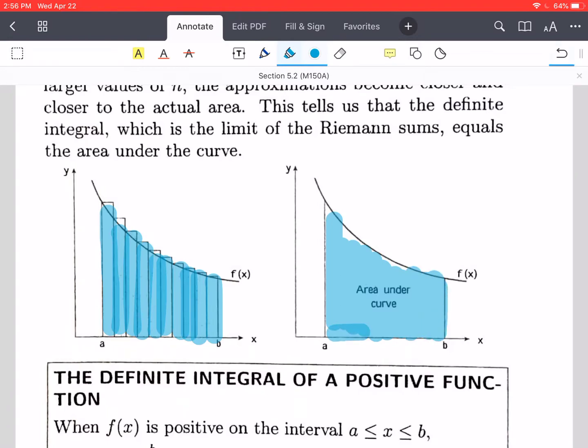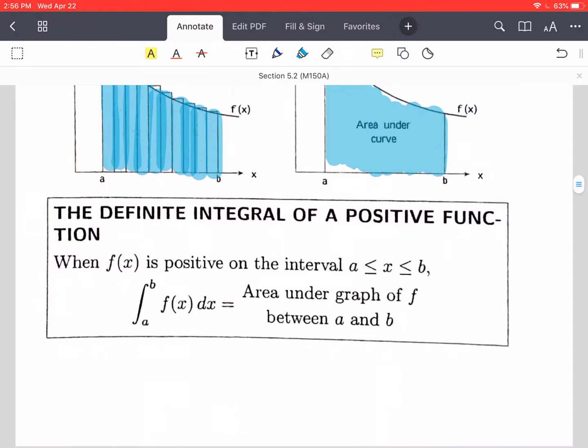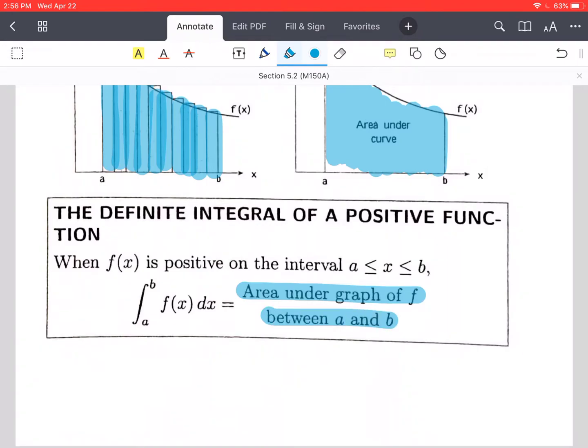Okay? And in order to do this, at this point, right, we're just taking that limit of Riemann sums. If we have something a little more geometric in nature, like rectangles, triangles, we can work with those a little bit more easily. But we will be developing ways of computing this area in future sections. Okay. So whenever you have a positive function from a to b, so if we're above the x-axis, then the integral is going to give us the area under the graph of f between a and b. Okay, so this works when you have a positive function.